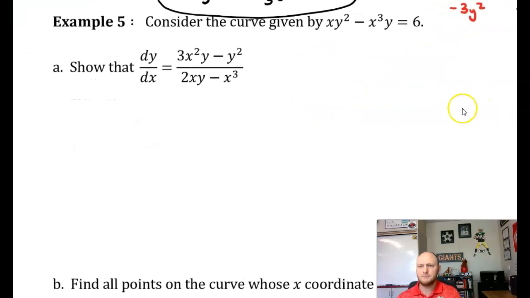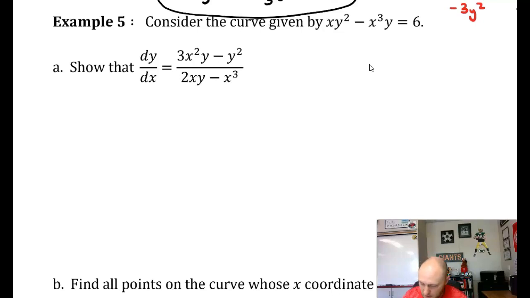Example number 5. This is a common FRQ question on AP exams. If you get an implicit differentiation question, which is possible. This is 2022. Last year there was not one, so coming up for this year, it's possible. So here they say, given the curve, and it's an implicitly defined curve, show that dy dx is equal to that. So what we have to do is show that.